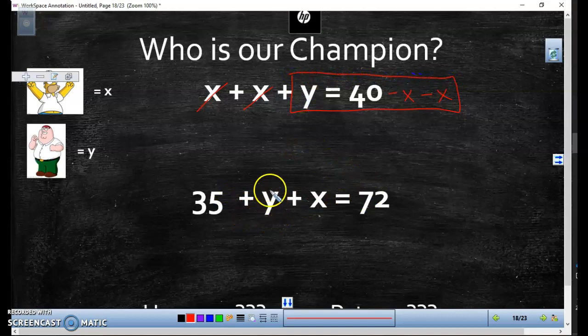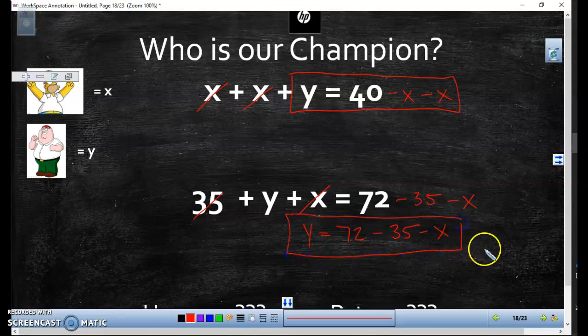And then down here we do the same. I want y by itself, so the things that are on the side with it have to jump to the opposite side, like the 35. Over here it's positive 35, so over here we get minus 35. Over here we had positive x, so on the other side we'll get minus x. We do the opposite. We're left with y by itself, so we're finished. So we get y equals 72 minus 35 minus x. And that is our second equation.